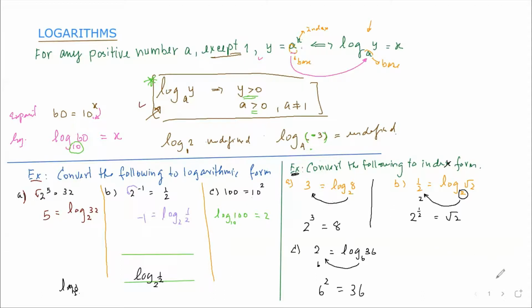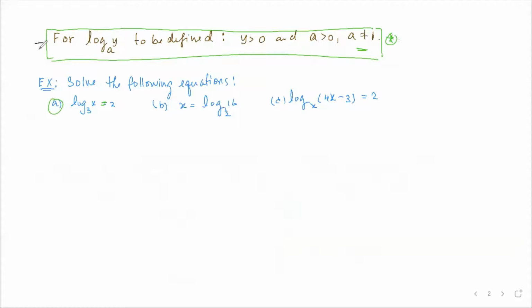Now see the next example. Don't forget this definition. Everyone must keep in mind the definition of logarithms: y has to be greater than 0, and a has to be greater than 0 and not equal to 1. Now see the example. Solve the following equations. Log x base 3 equals 2. That means you solve for the value of x.